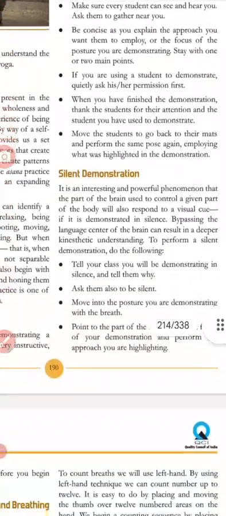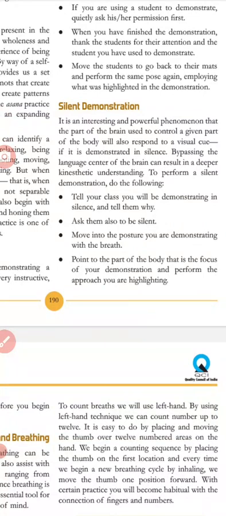Then comes the silent demonstration. It is an interesting and powerful phenomenon that the part of the brain used to control a given part of the body will also respond to a visual cue if it is demonstrated in silence. So tell your class that you will be demonstrating in silence and tell them why. Ask them also to be silent. Move into the posture you are demonstrating with the breath. Let them see and observe properly what you are doing, keeping the silence. Point to the part of the body that is the focus of your demonstration and perform the approach you are highlighting.